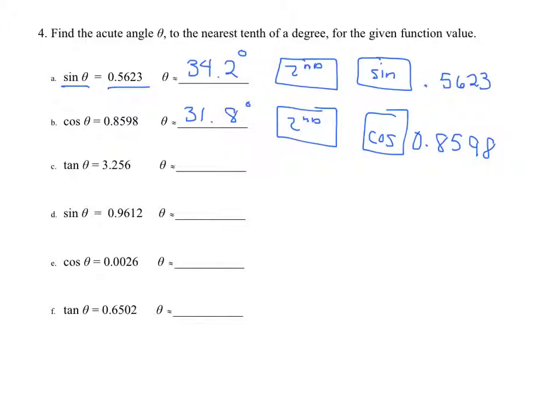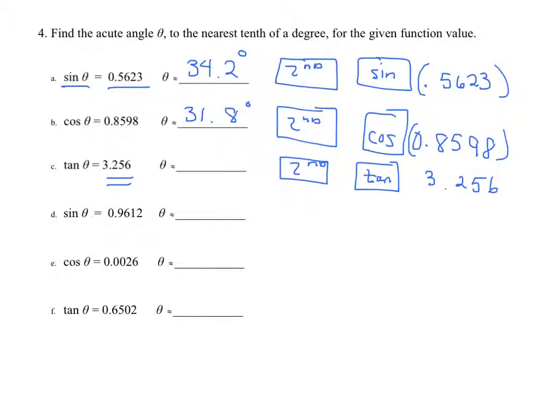Okay, now we'll do the same thing here. We're going to get the angle whose tangent is 3.256. So you're going to hit second, tangent, and then 3.256. Second, tangent, 3.256. And your parentheses. Don't forget to put little cute parentheses. The first one comes up, but then you want to do the second one to be sure. This is 72.9 degrees. And then you continue on in this fashion.